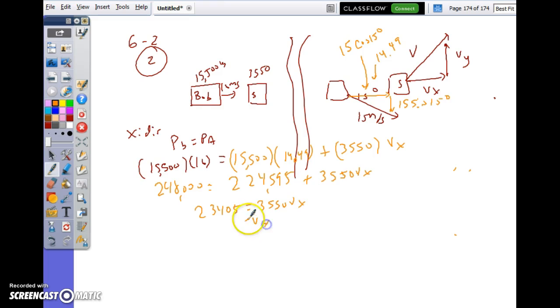And I got velocity in the x direction is 6.59 meters per second. Agreed? 6.68. Oh. Did I do something wrong? I'm liking my answer. How about 6.59? Anybody else get 6.59 or 6.68? What are we getting? 6.59.